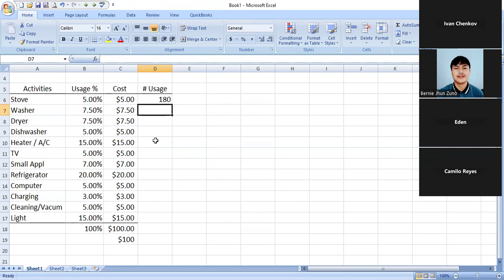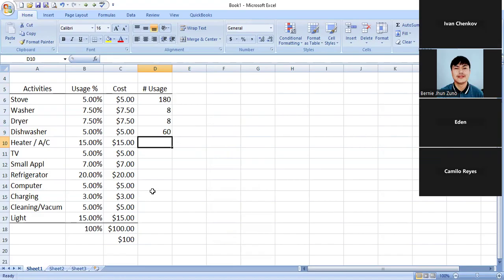Washer. How many times per week are you using the washer? Once a week. So how many weeks do we have in 2 months? 8 weeks. So we're using it 8 times. If I'm using the washer 8 times, the dryer is also used 8 times, right? Now dishwasher, that will be per day. Are you using it once a day? Once a day, so that will be 60 times. Sorry, that's correct, 60.